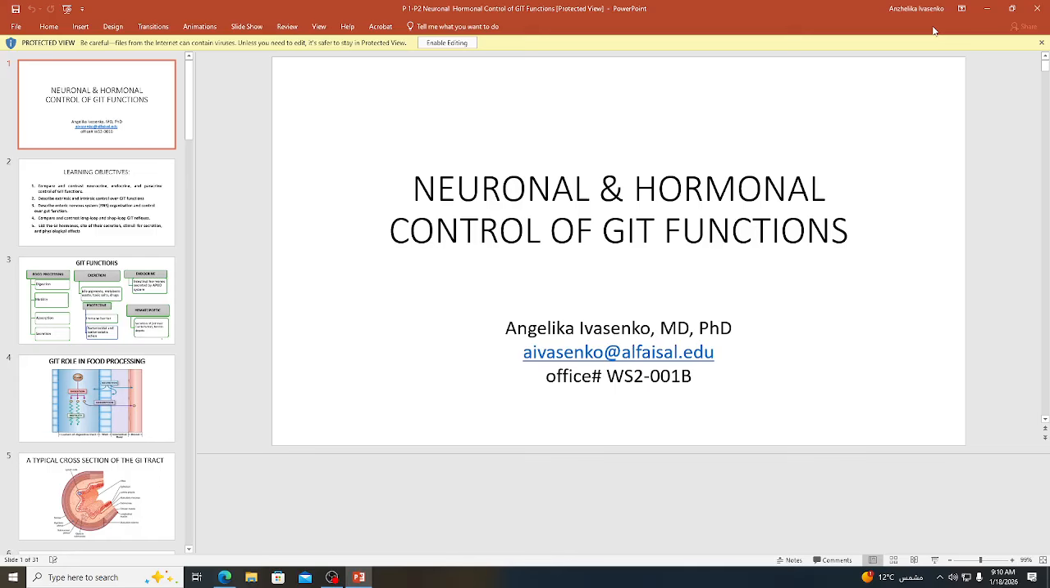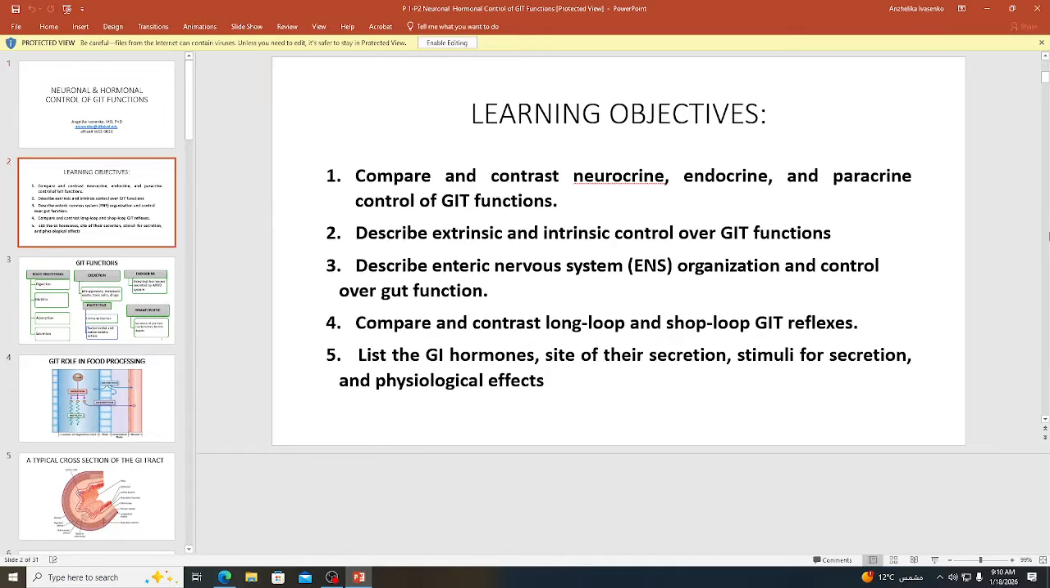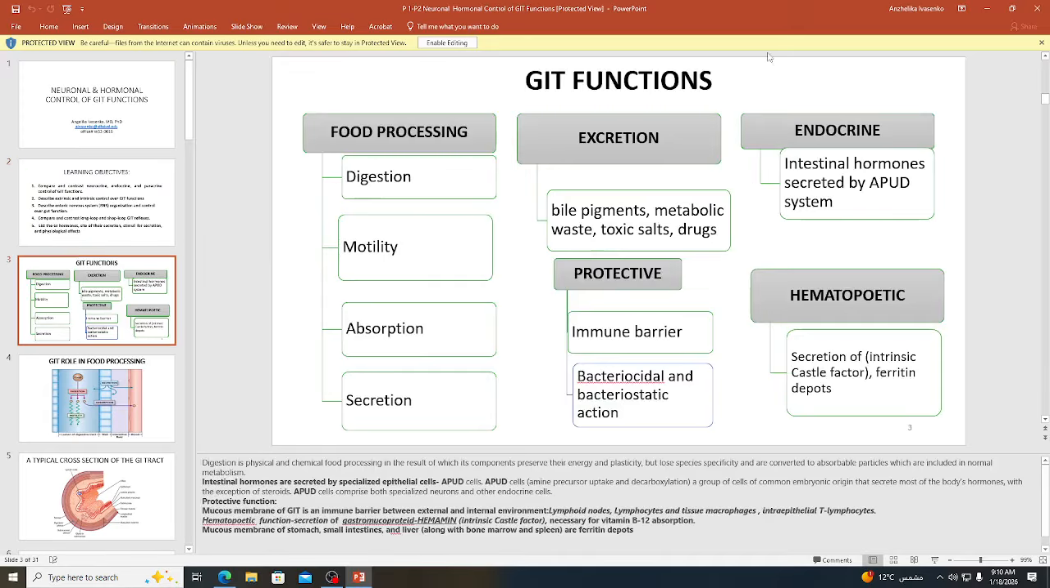So work actively with these lectures. Don't just sit and scroll them and read them. No. Do questions, do SAQs, do MCQs, all right? So these are the learning objectives for today. And we are going to start with GI functions.